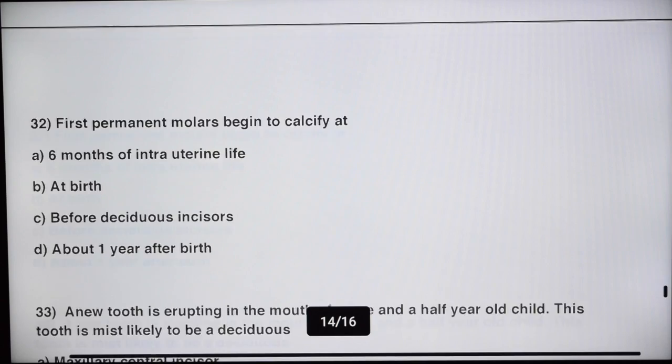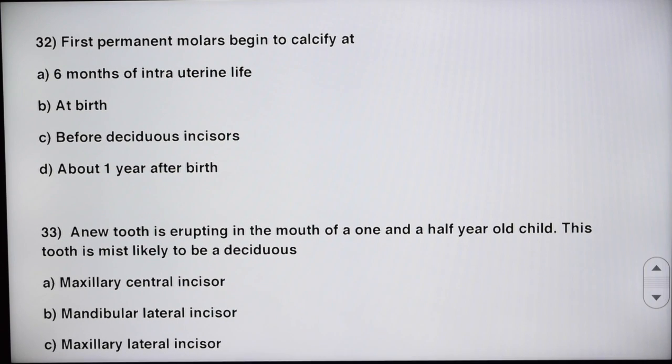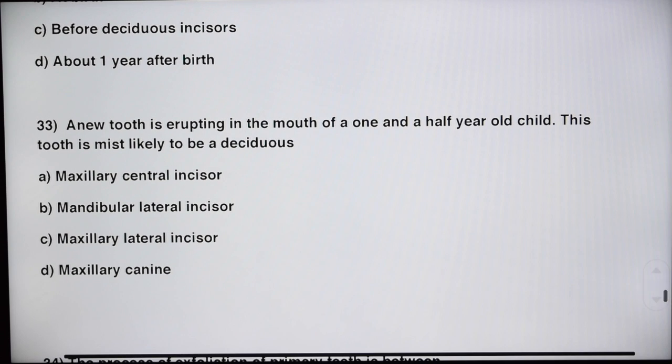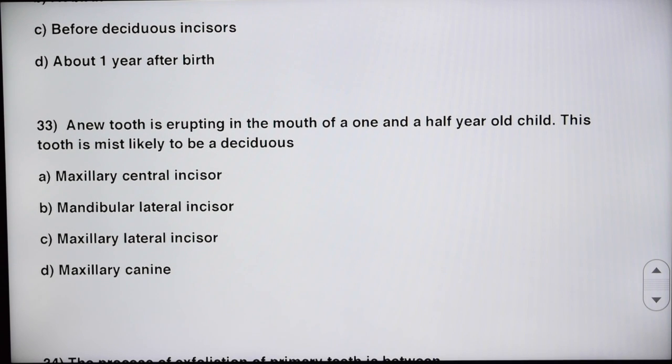And moving on to the next question, first permanent molar begins to calcify at birth. It's a direct question. And next question, a new tooth is erupting in the mouth of a 1.5 year old child. This tooth is most likely to be a deciduous. So at 18 months, the tooth which erupts is a deciduous canine, maxillary canine to be more specific.